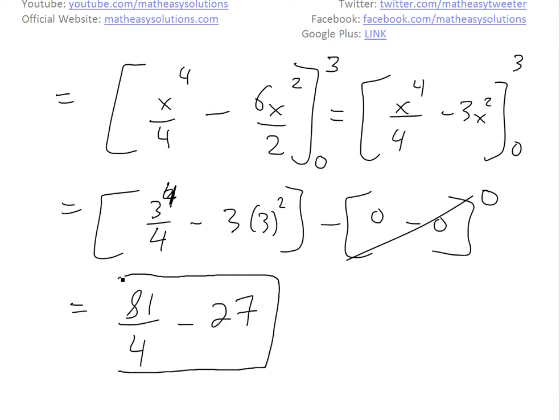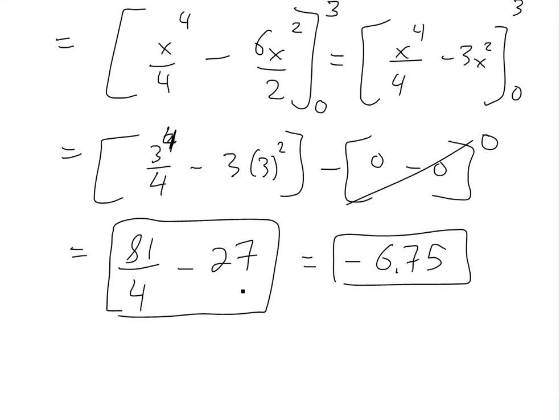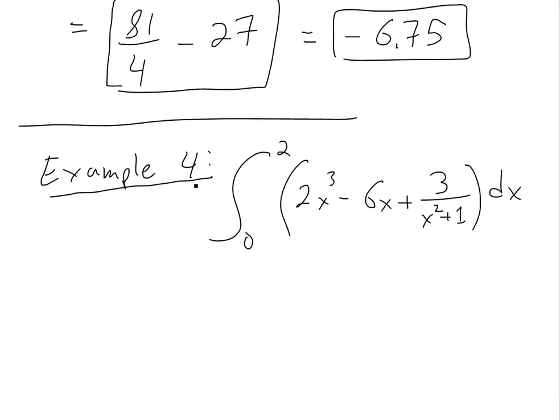So if you're in a calculus exam and you don't have a calculator, you can just leave it as that. Or if you plug it in the calculator, you're going to get negative 6.75 here. So either one is correct. So now let's do a couple more examples actually.